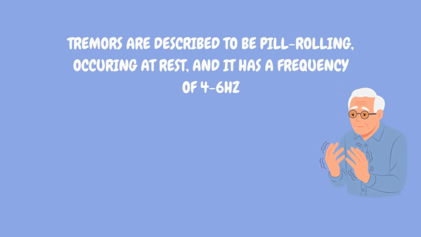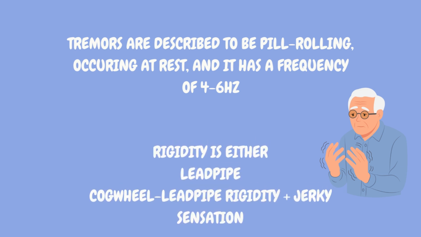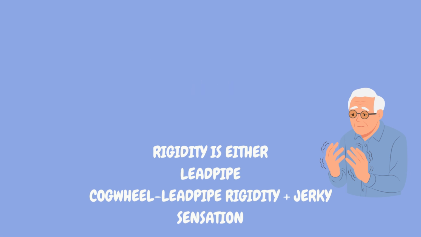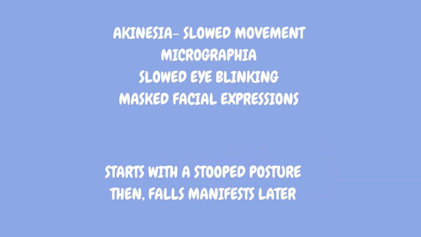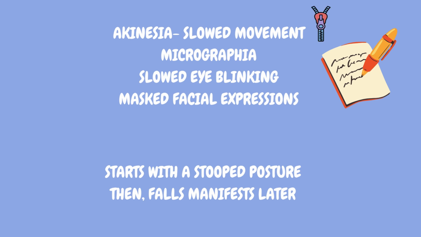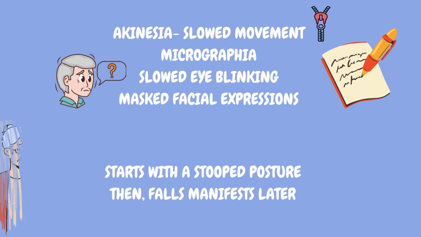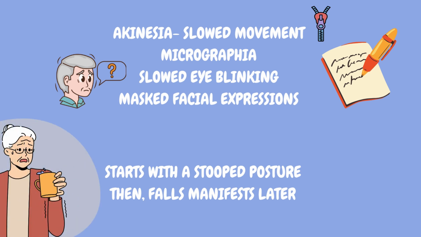Tremors are described as pill rolling, occur at rest, with a frequency of 4 to 6 cycles per minute or hertz. Rigidity is either lead pipe or cogwheel. Cogwheel rigidity is basically lead pipe rigidity associated with tremors. Akinesia is slowed movement which affects handwriting, causing micrographia or small characters, inability to button or zip upward, inability to blink eyes, and masked facial expressions. It is typical of these motor features to appear initially on one side of the upper limbs before spreading to other parts. Postural instability is a late sign characterized by a stooped posture.